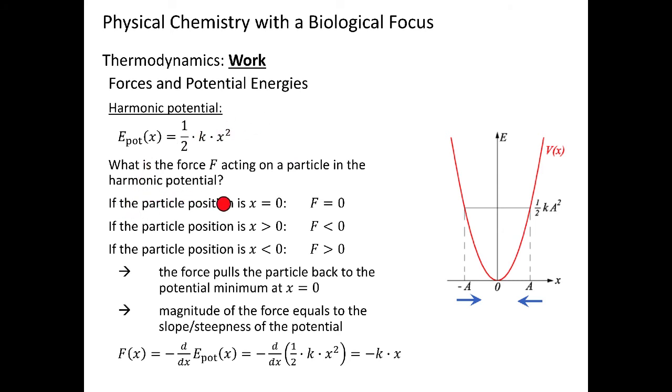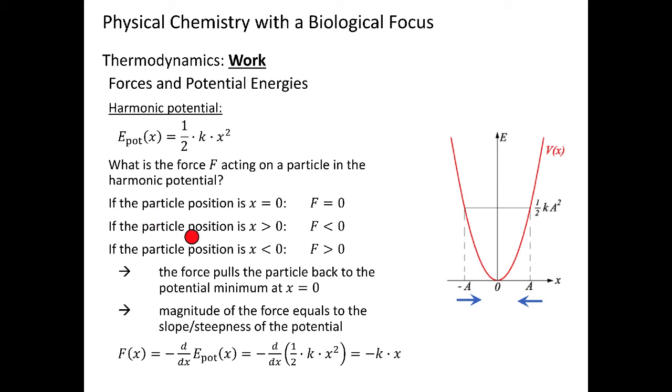If the particle position is x equals 0, then the force is 0. You can see that here. You can see it in particular because at x equals 0, we sit right in the middle, and this is where the particle is happy, or the spring is happy. No force is exerted. This is exactly where everything wants to be.